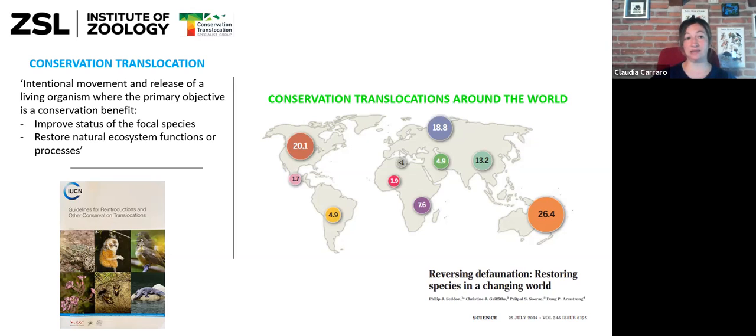Conservation translocation is an incredibly useful tool for restoring threatened species, and as we can see in this map here, it is widely used across the world. The map shows the percentage of case studies published by the IUCN up to 2013 across the regions of the world.